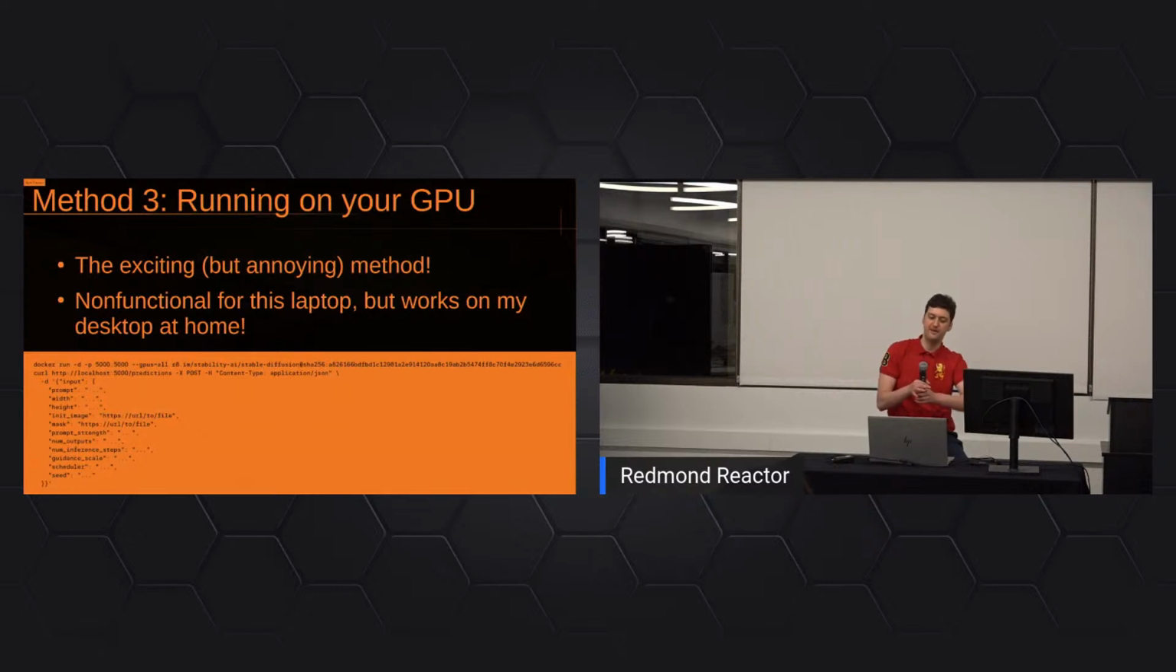Method 3 is the exciting method. This is for running if you have a ton of GPUs. This doesn't work for my laptop, unfortunately, but it works on my desktop at home. You can find this on the replicate.ai website. They have this exact kind of Docker prompt available. Basically, you just run the mini Docker version of their servers and then ping it with the prompt and the width and the height and yada, yada, yada.